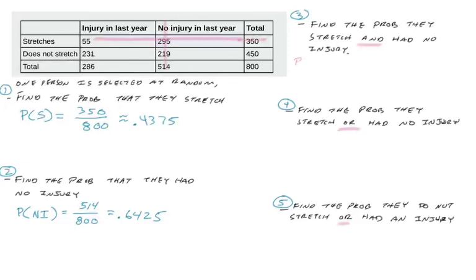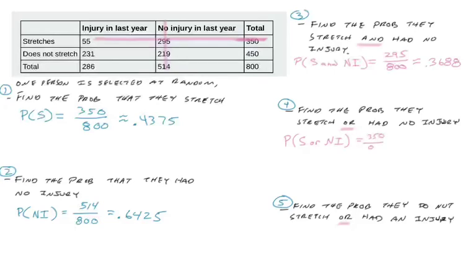And so for the AND case, we're going to be looking at the probability that they stretch and had no injury. And again, we're looking for that overlap, which is going to be that 295. So we're looking right at this overlap there, because it's an AND. For this next one is an OR. So we're trying to find a probability that they stretch or had no injury.